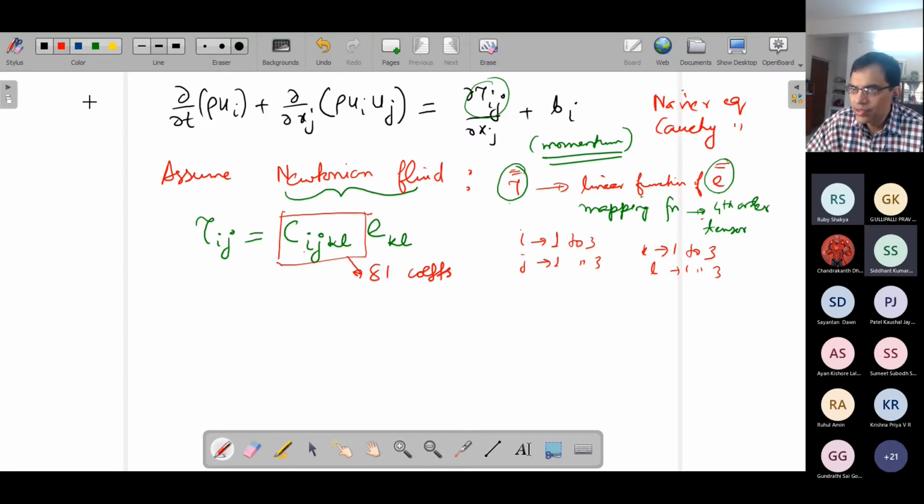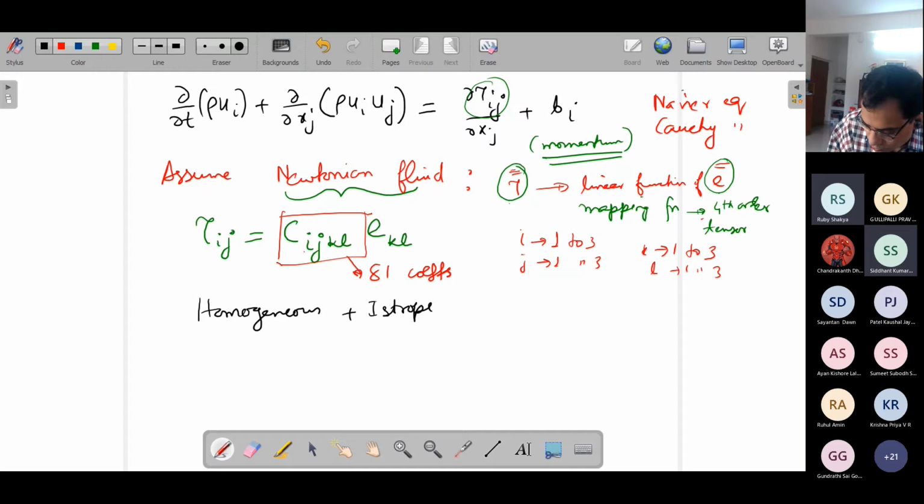To simplify that, we'll make a special consideration that the fluid is homogeneous and isotropic. Homogeneous means not functions of position. That means these coefficients are not functions of position. Isotropic means that in fact they are also not changing with the orientation of the coordinate axis.